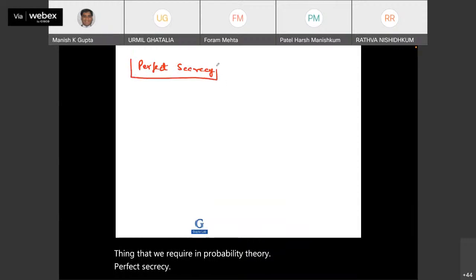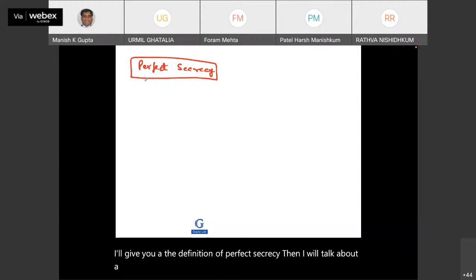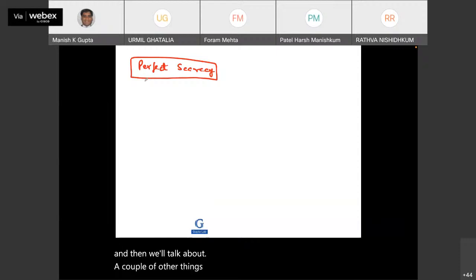Okay. I'll give you the definition of perfect secrecy. Then I will talk about a characterization of perfect secrecy, which was given by Shannon. And then we'll talk about a couple of other things. For example, I'll show you that shift cipher is a perfect secret cipher.